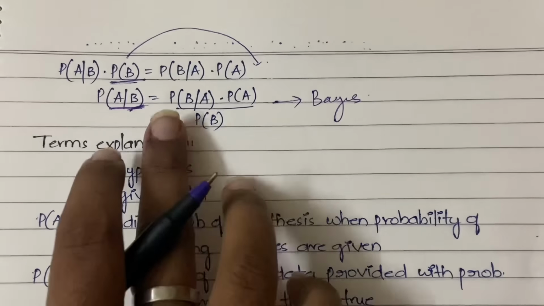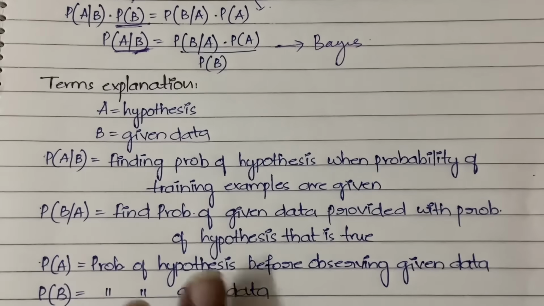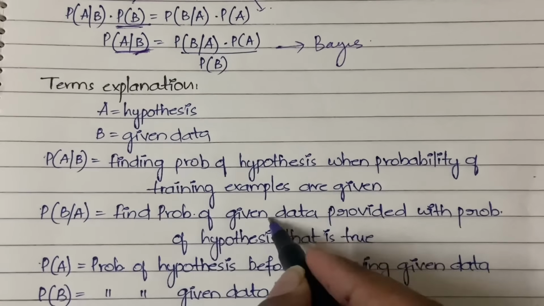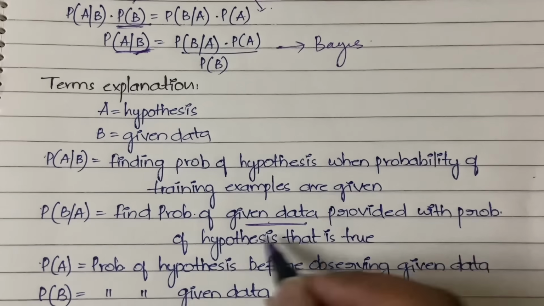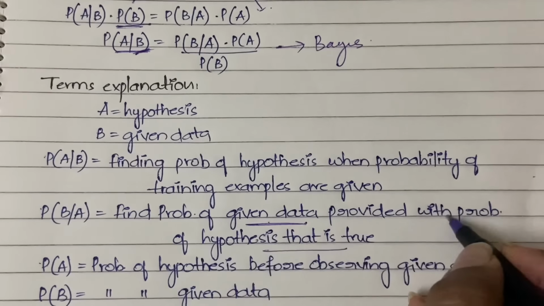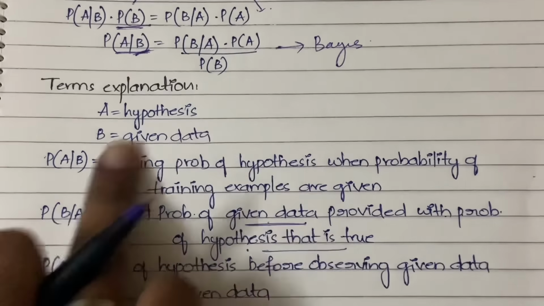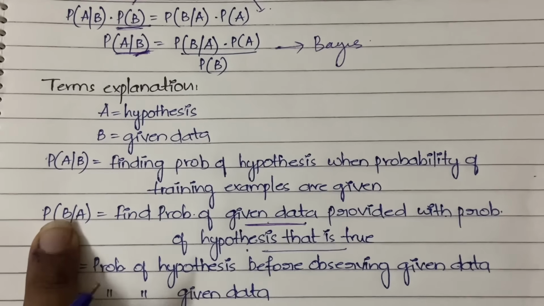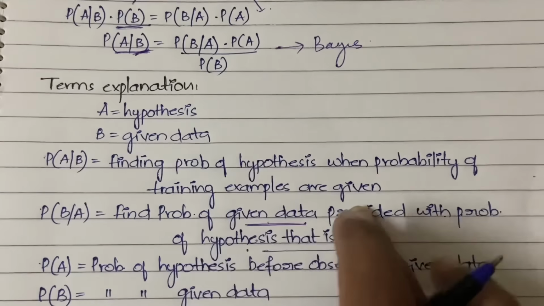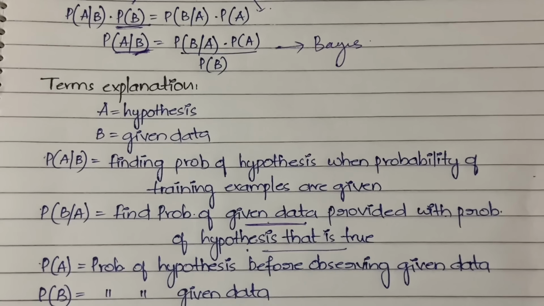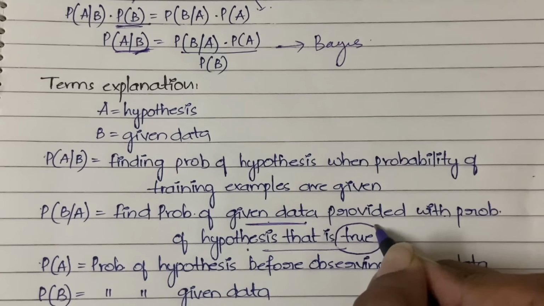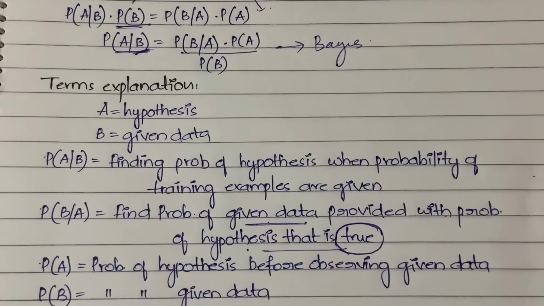Next is P of B by A. So how do you find out what is P of B by A? Finding the probability of given data provided with the probability of hypothesis that is true. You are provided with the probability of hypothesis here, and you need to find out the probability of given data. Here you need to find out the probability of hypothesis when the given data's probability is given. Try to understand the difference. And here you're going to take the probability of the hypothesis that is true.